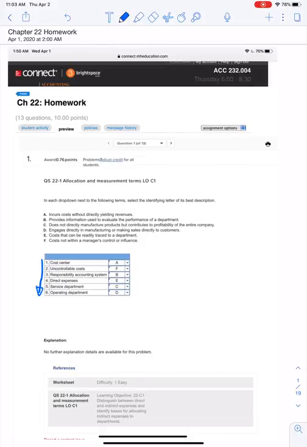And you can see the answers, right? So you can see that it is telling us that a cost center incurs cost without directly yielding revenues. And that sounds great, but what does that really mean? And so what that means, and some basic examples of that, would be things like if you had a manufacturing department for a manufacturer, or if you had service departments that are things like accounting, advertising, purchasing, right?